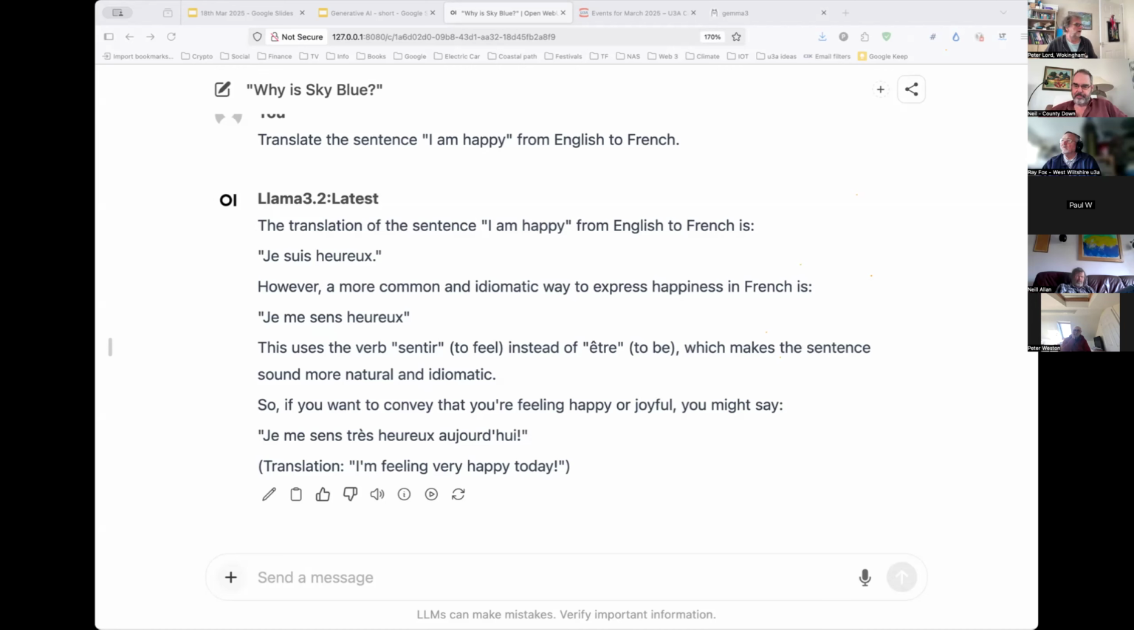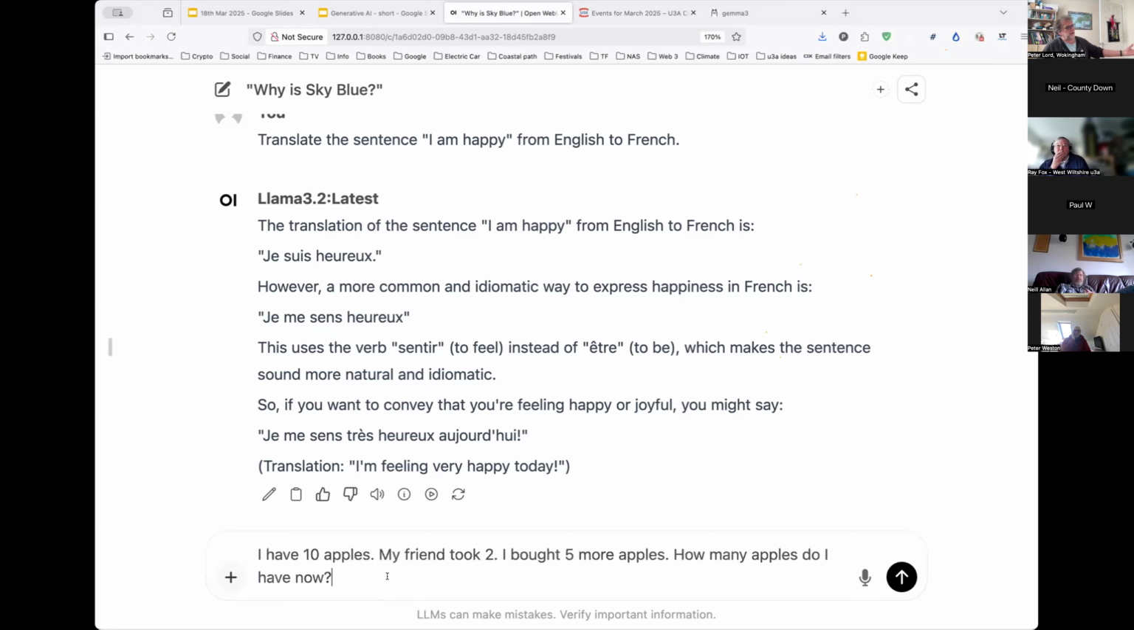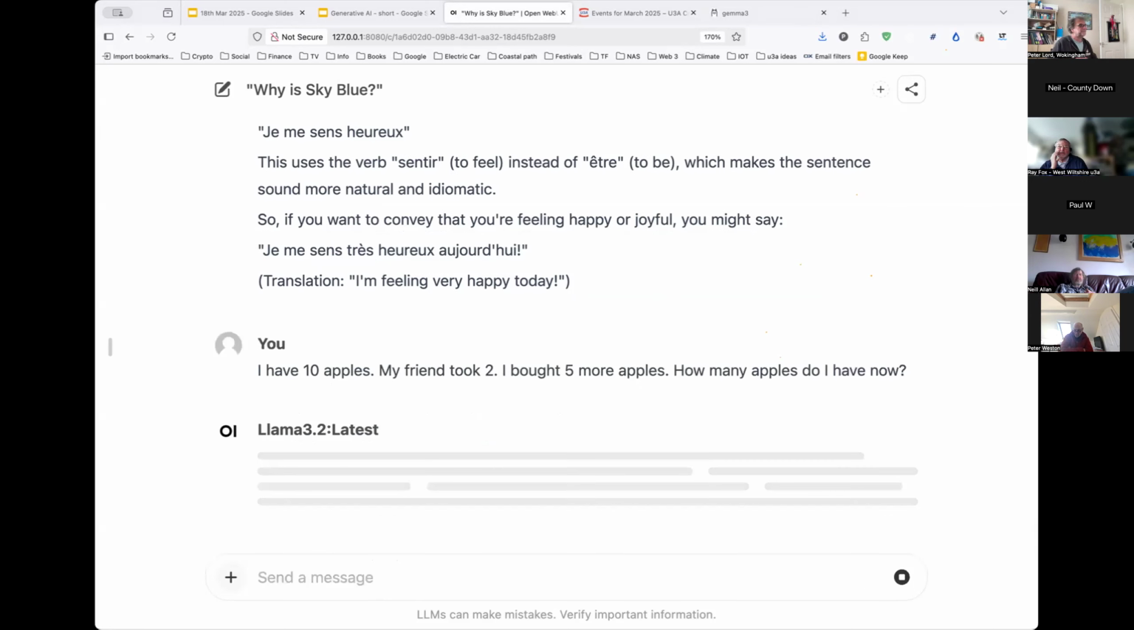Okay, thank you. All right, I'm going to play on a bit with this demo, but feel free to put your questions up. But here's another sort of reasoning type question. I have 10 apples. My friend took two. I bought five more apples. How many apples do I have now? So this type of question involves verbal reasoning. You've got to understand sentences and also a bit of maths.